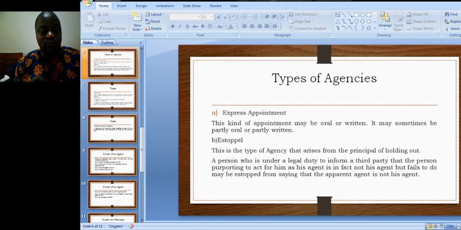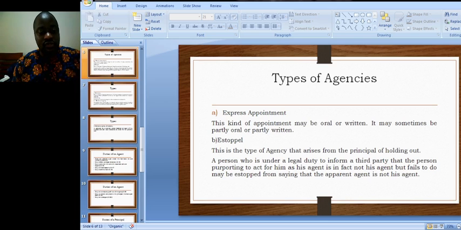A, we have what we call express appointment agencies. We can briefly note that this kind of appointment may be oral or written. It may sometimes be partly oral and partly written. Someone can orally pick you to be his agent, or he can give you a document giving you instructions to act as his or her agent. Sometimes it's a power of attorney. Someone gives you a power of attorney to act on his behalf. So that's what we mean by express appointment.